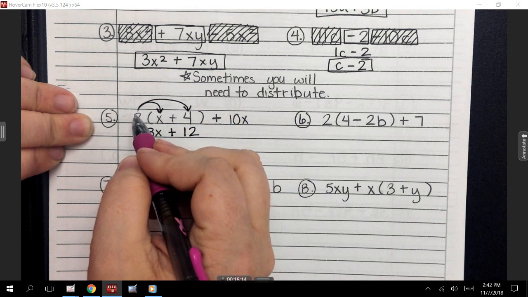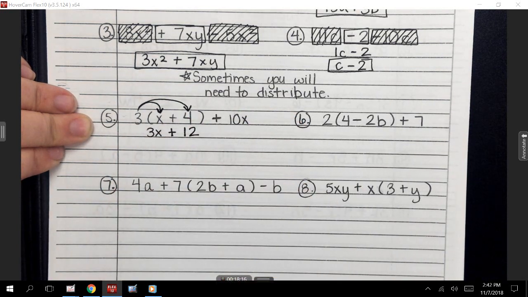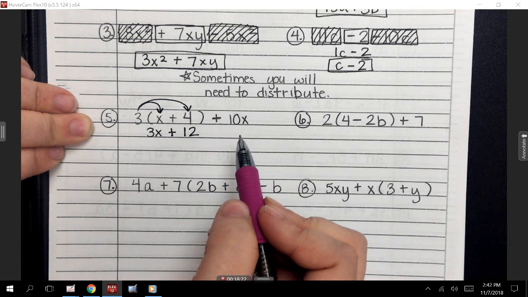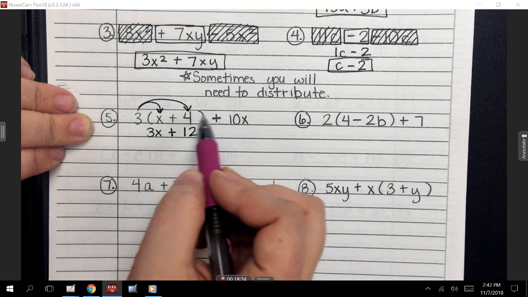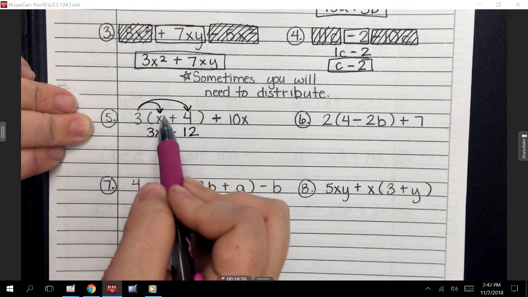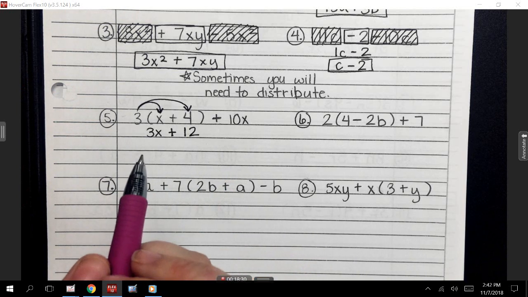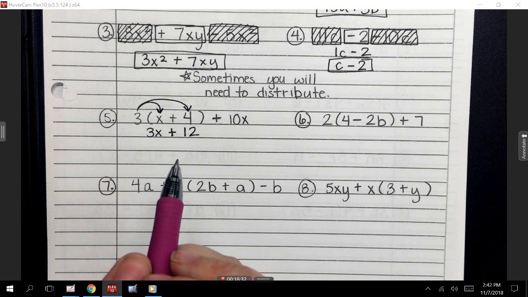Do I need to multiply 3 times 10x? No. All right, Kaylee, I see you shaking your head. Why do you say no? The 10x, is it in the parentheses? You only pass it out in the parentheses. Remember, that's like, I only pass the papers out in here. Do I go and pass them out in Miss Ritchie's room?